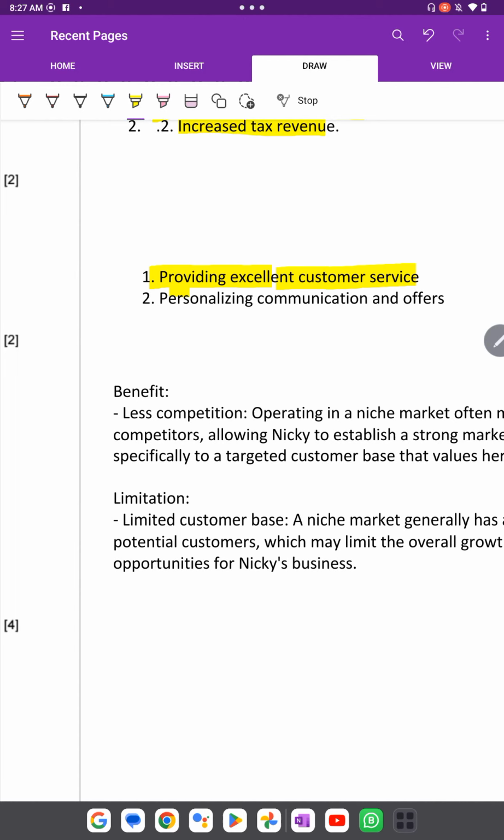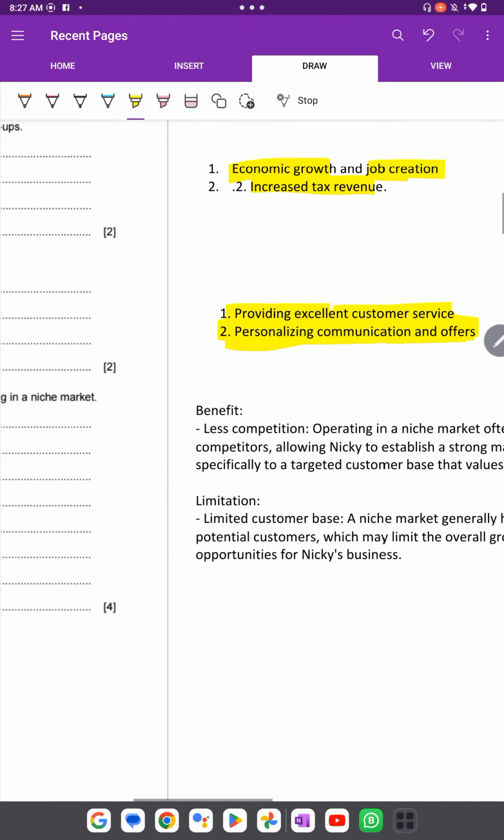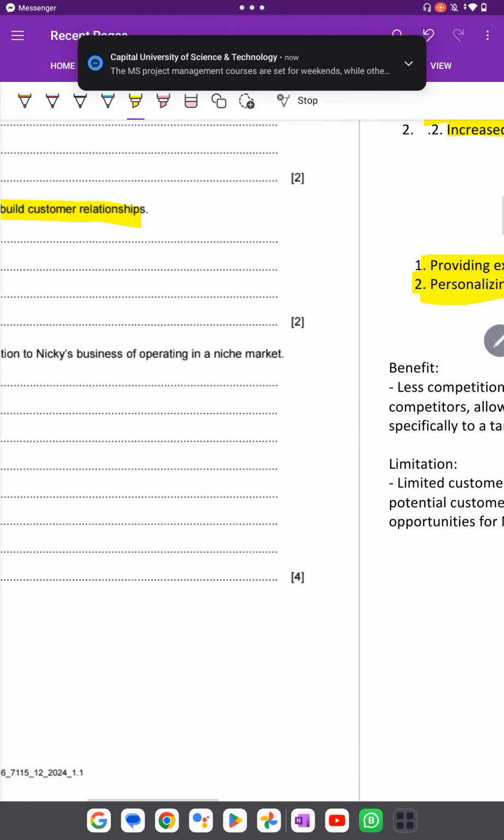So this is the one. And the second one would be personalizing communication and offers. It means that you can give some offers, some price reduction offers, and you should communicate with your customers so that they feel that they are worthy for the business.